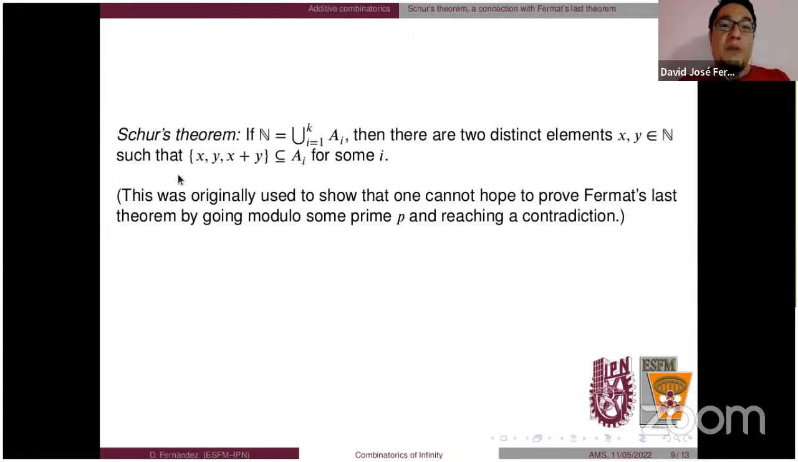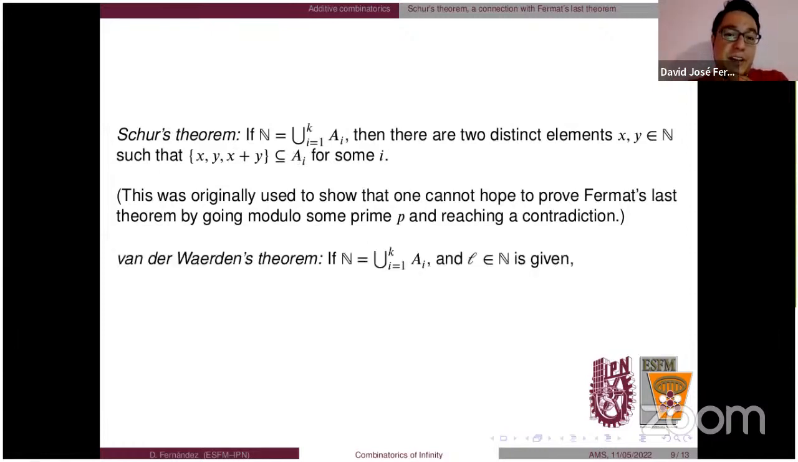And you can always find all of those that are congruent modulo p. So there's no hope of ruling out solutions to Fermat's equation just going modulo something. So this was the original motivation. But of course, later on, well, set theorists can ruin everything. So we just took the abstract theorem, the abstract principle, and started thinking about the combinatorics of it and how it can be generalized. Another theorem in the same vein is van der Waerden's.